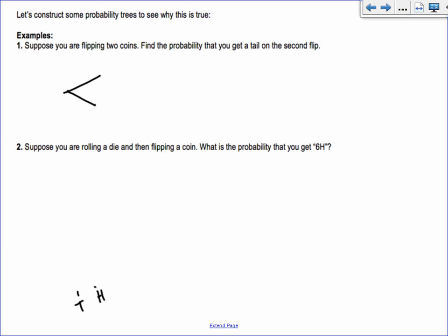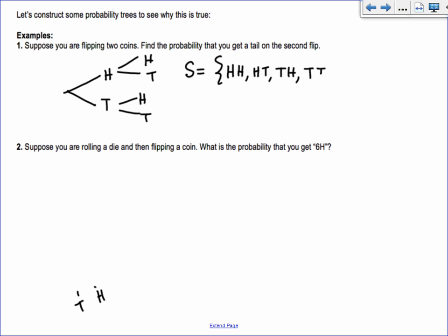So for the first one, let's draw a tree and see what happens. So we're flipping 2 coins. So my first outcome, I get heads and tails. My second outcome, I get, again, heads and tails. So my sample space is heads heads, heads tails, tails heads, tails tails. There are 4 outcomes. Each of these does indeed have a probability of 1/4 because it's 1/2 times 1/2. So this one is 1/4, 1/4, 1/4, and 1/4 for the totals.